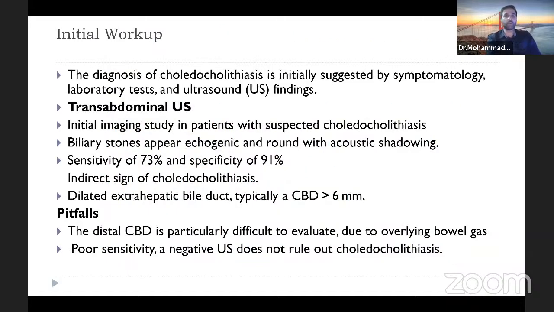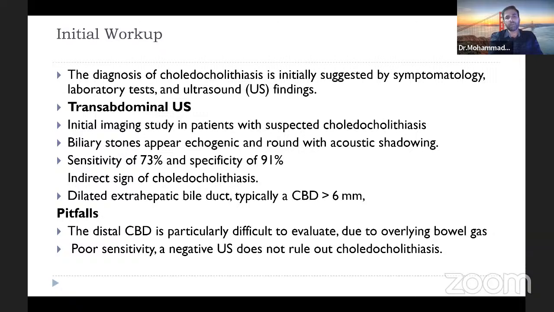What is the initial workup we should do? The initial imaging we usually do is ultrasound. Biliary stones appear echogenic and round with acoustic shadowing. It has a sensitivity of 73% and specificity of 91%. If there are no stones, the indirect sign is dilated bile ducts, typically greater than 6 mm.